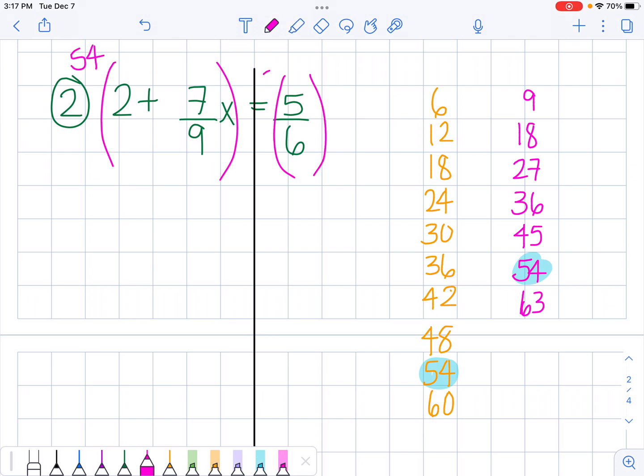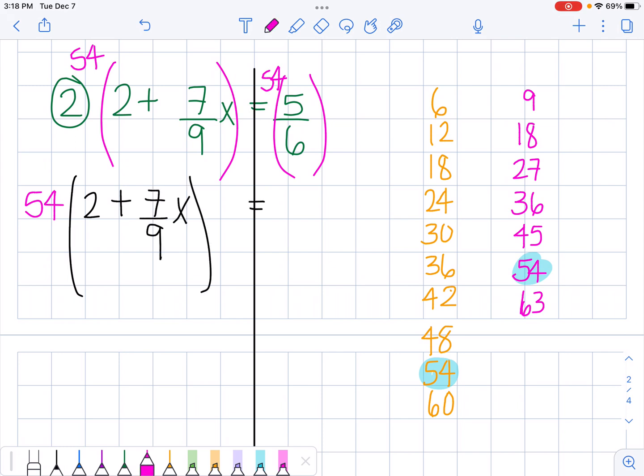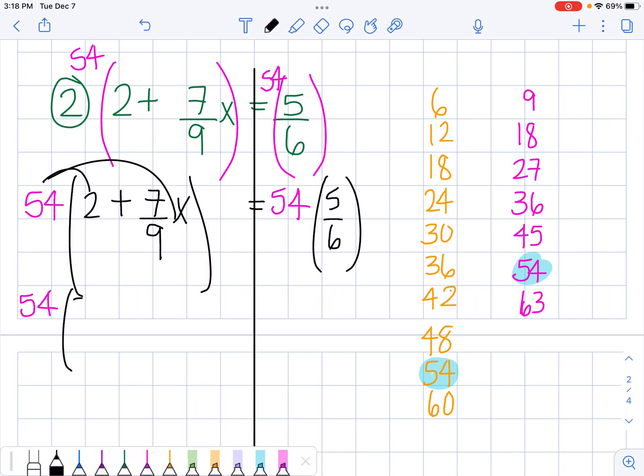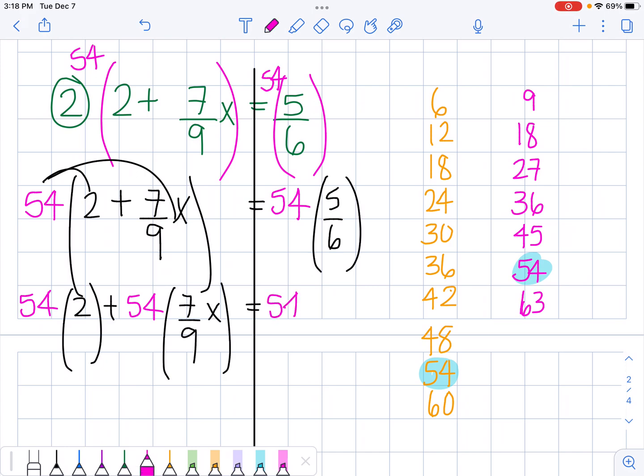That's my LCD. So I'll write this out. So we have 54 times 2 plus 7/9 x equals 54 times 5/6. Okay, I have to distribute this 54. So I get 54 times 2 plus 54 times 7/9 x equals 54 times 5/6.